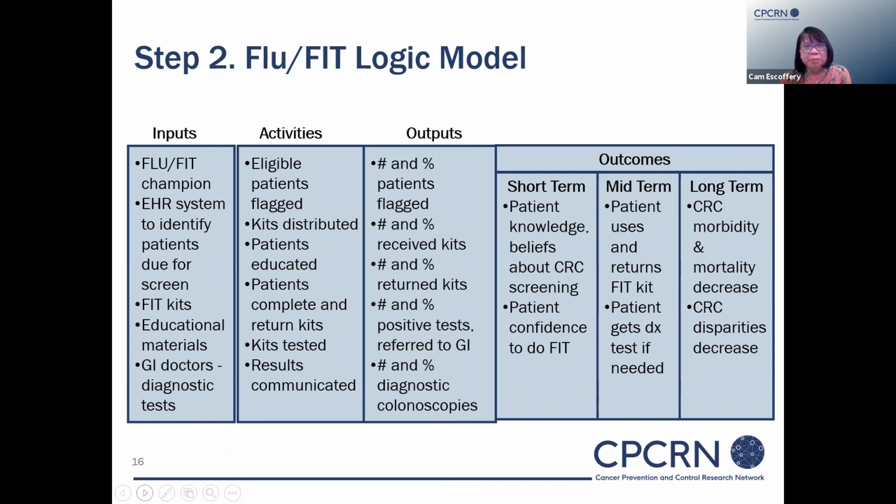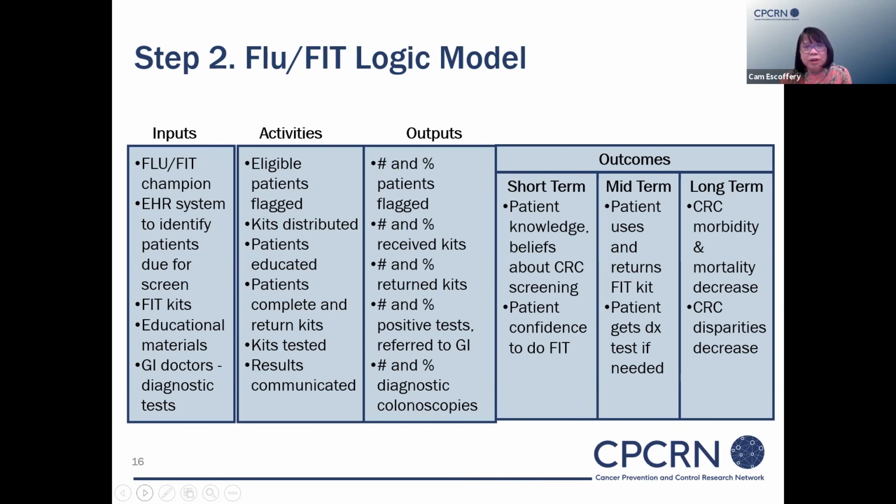And so to be able to implement it, you see some examples of what you would need. You would actually need a champion. You would need the health system to identify patients who are due for screening because there's age eligibility. You would actually need the FIT kits to be able to give to people who are eligible, and on and on. Some of the different activities are to find the eligible patients, distribute the FIT kit to them, do some education and provide them with materials. The patients need to complete the test at home and return the kits. The kits are tested for colon cancer, and then the results are communicated back to the patients.